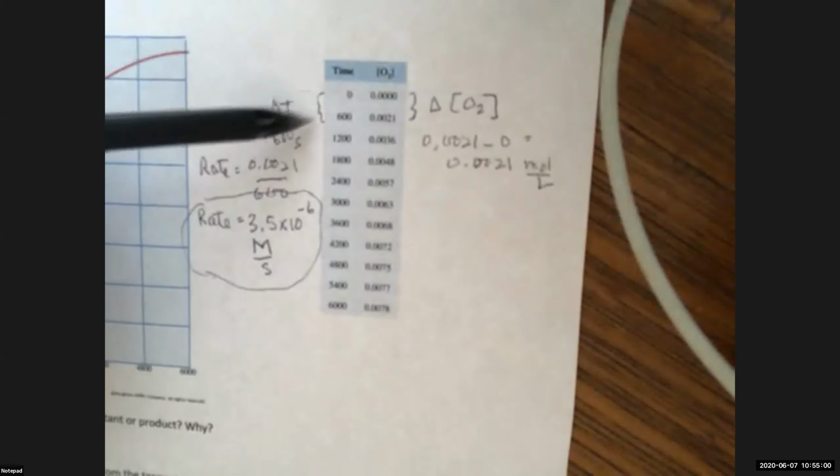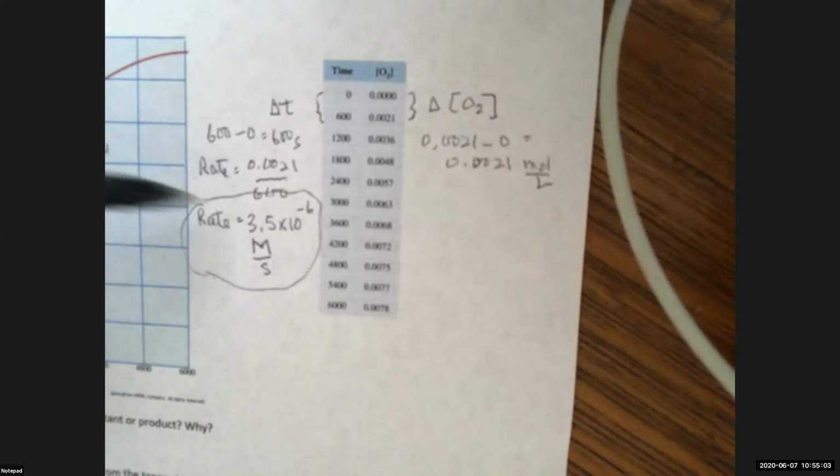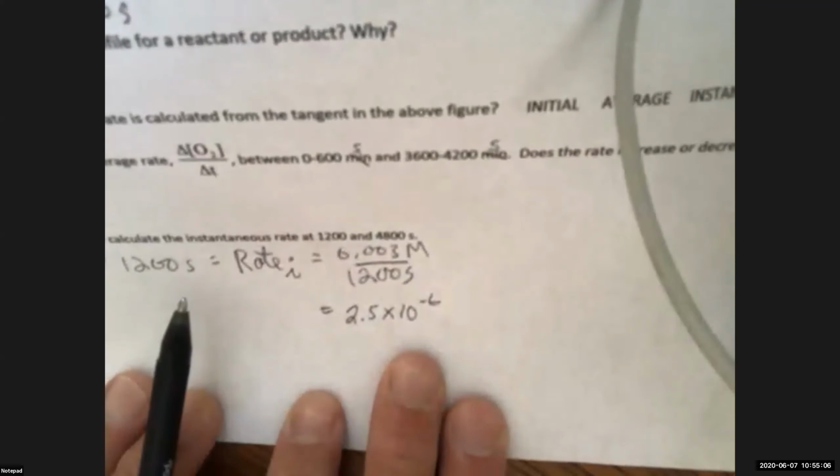Okay, so what do we have? 5 minus 2 is 0.003. 1200 seconds, 600 to 1800, that's 1200. 2.5 times 10 to the minus 6, right? That makes sense. The average rate that I did before was at the very beginning, the first interval. That was 3.5 times 10 to the minus 6. And now my instantaneous rate at a later time is 2.5 times 10 to the minus 6. That's slowed down. So that's correct. That makes sense.